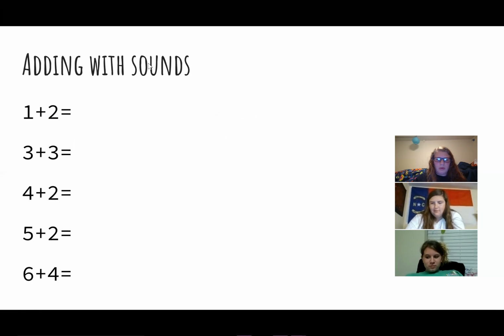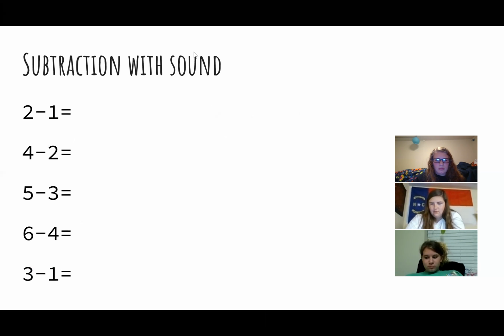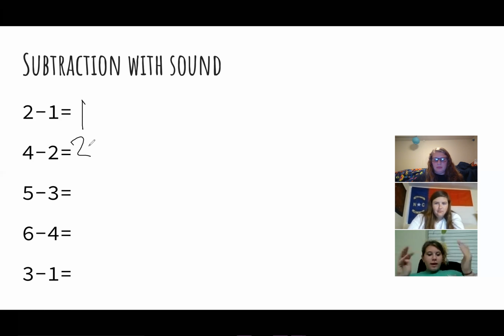Okay, now we're gonna move on to subtraction with sounds. So we're gonna have 2 claps minus 1, so that would be 1. The next one is 4 minus 2, so that would be 2. Someone want to do this one for me? You have 5 minus 3, so that'll be 2. Good job.